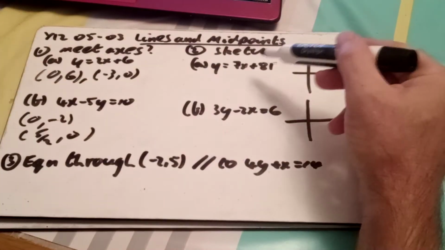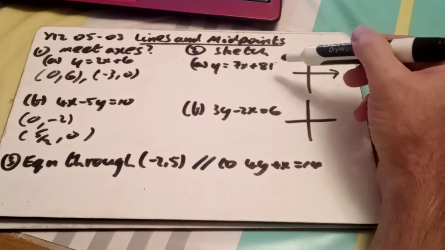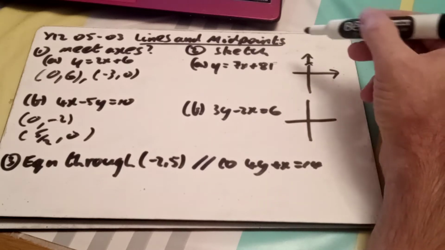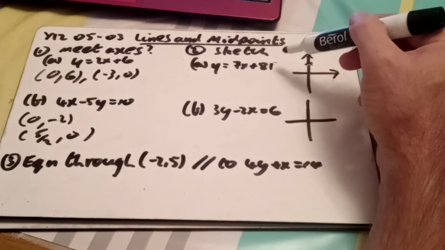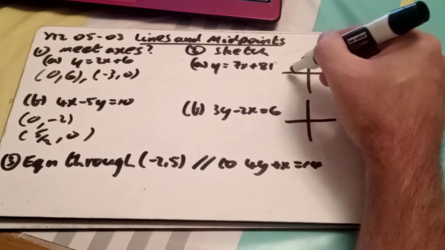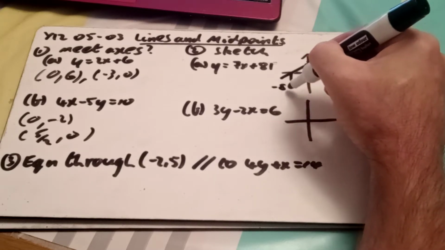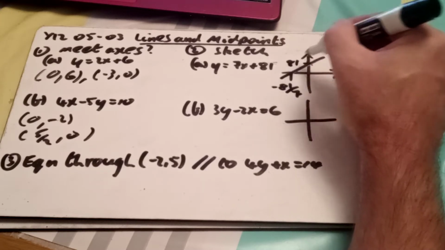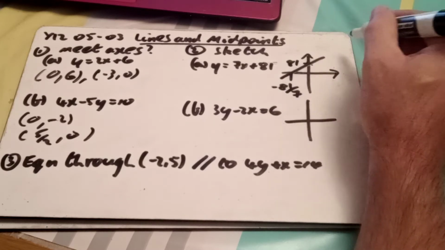And I'm going to do that with this sort of thing here. y equals 7x plus 81. Nice and straightforward. x is 0, y is 81. There it is, 81. y is 0, 7x equals minus 81. x is whatever minus 81 over 7 is. It's there. So I'm going to write minus 81 over 7 for that. And I'm going to write 81 for there. And there's my sketch of the line. Okay, I've got enough information on there for my sketch.